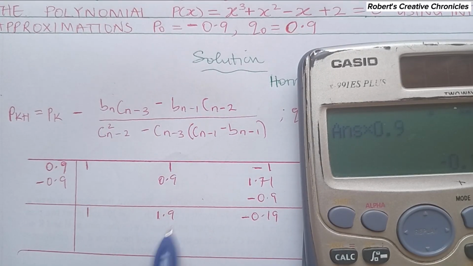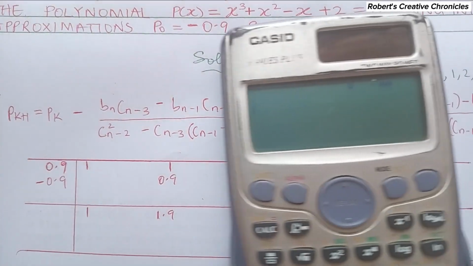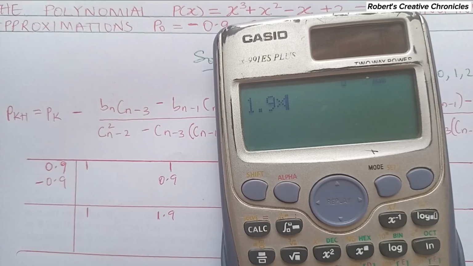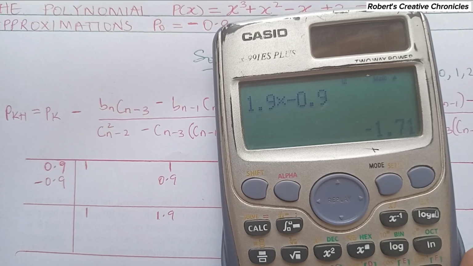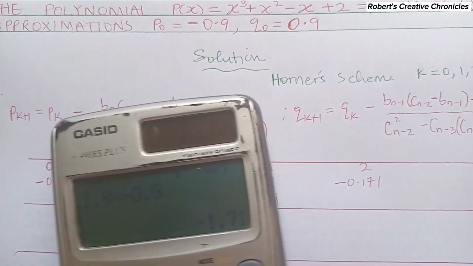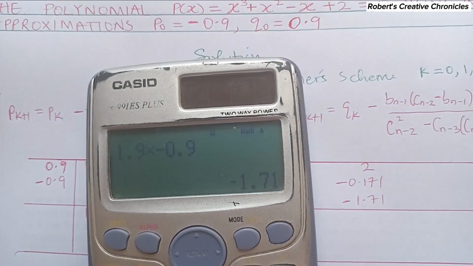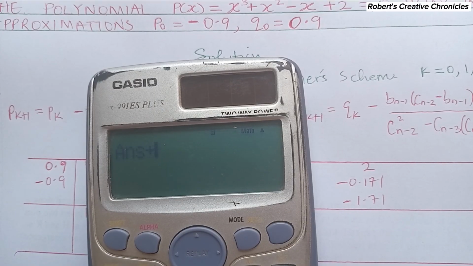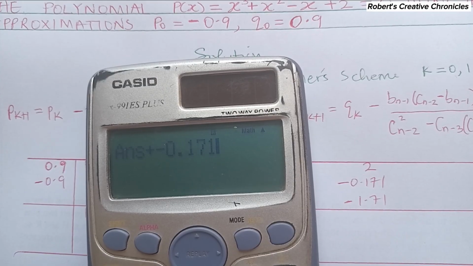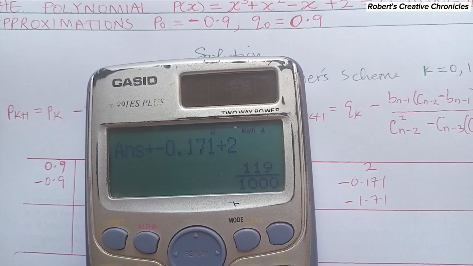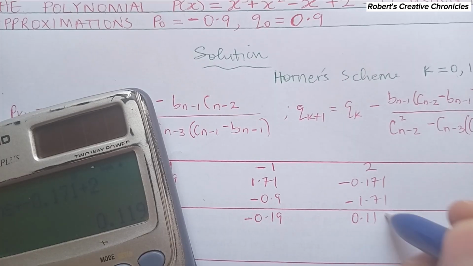Then this one times this one. This is negative 1.71. Then you add them: plus negative 0.171 plus 2 is 0.119.